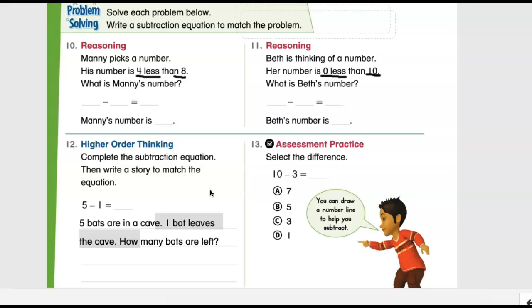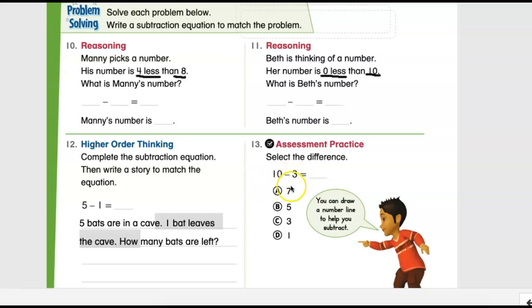Our last one, number 13, says select the difference. So when it is saying the difference, it is talking about what is the answer for 10 minus 3. So saying select the difference is just another way to say what is the answer for a subtraction problem. Our friend down here says you can draw a number line to help us subtract. We want to know what 10 minus 3 is. If I have 10 and I jump back or take away 3, what would be my answer?